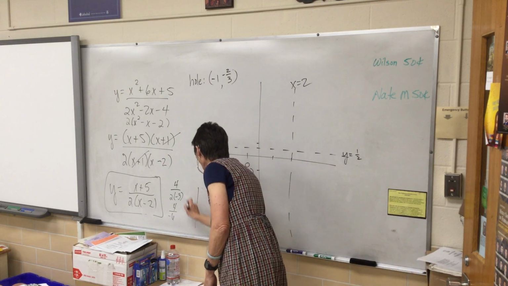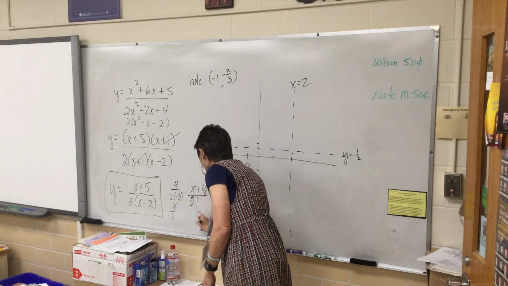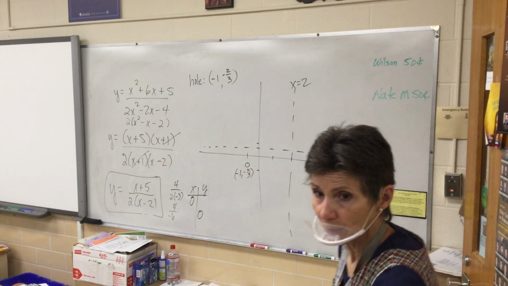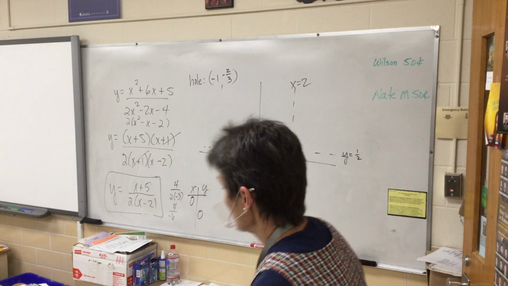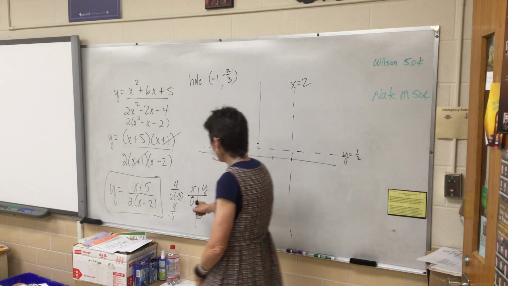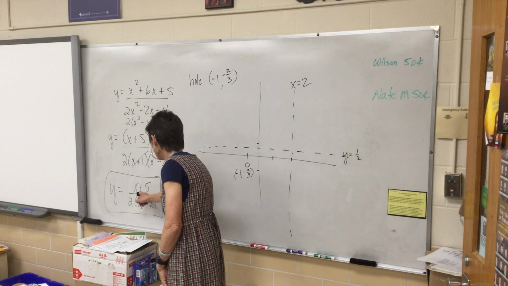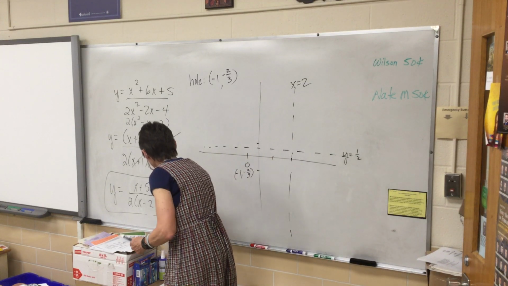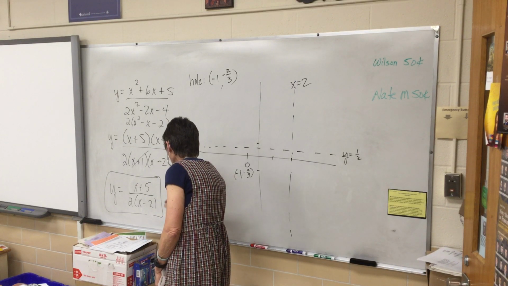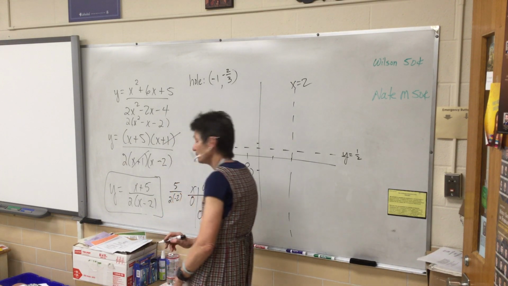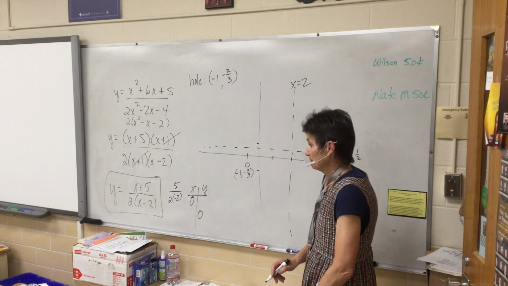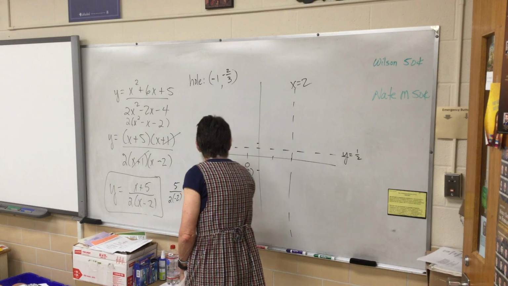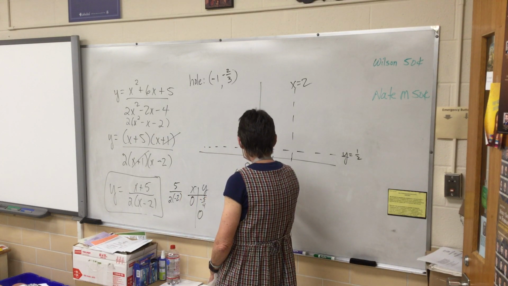So again, if you're all confused, set up a t-chart. Put a 0 for one point at x and a 0 for the other point at y, and figure them out. So if I put a 0 in for x, on the top I'm going to get 5, and on the bottom I'm going to get 2 times -2 if I put a 0 in. So that's -5/4. So my y-intercept is -5/4.